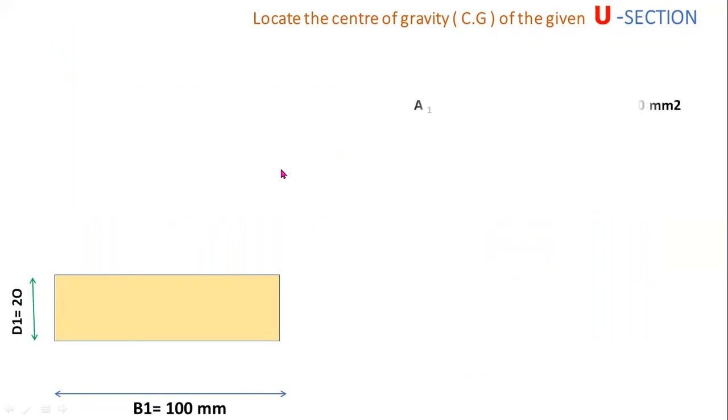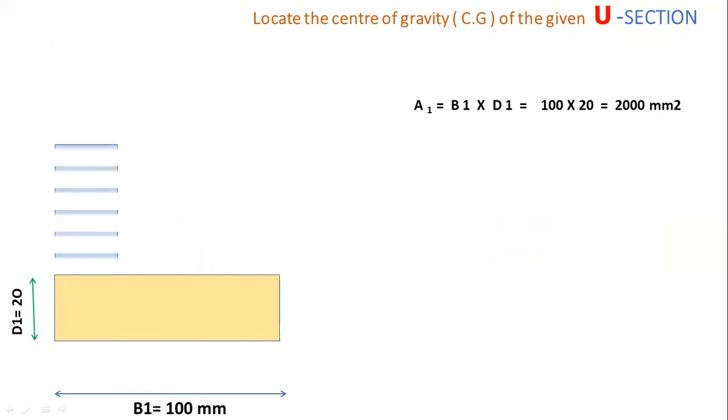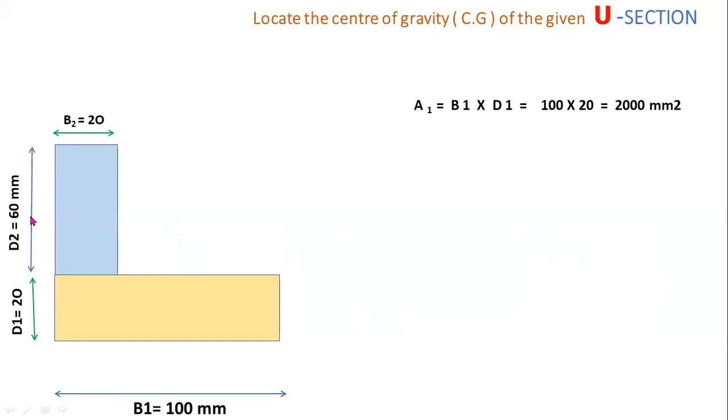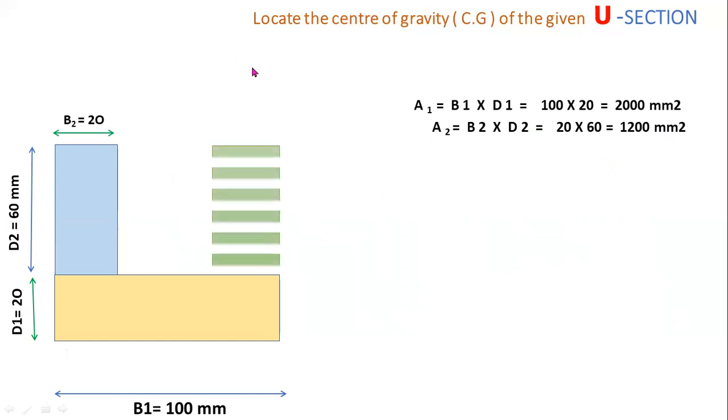Here A1 is the area of the bottom rectangle. Area of a rectangle equal to base into depth. So B1 into D1, 100 into 20 equal to 2000 mm square. And here B2 equal to 20 and D2 equal to 60 mm. So A2 equal to the area of the second rectangle, base into depth, B2 into D2, 20 into 60 equal to 1200 mm square.